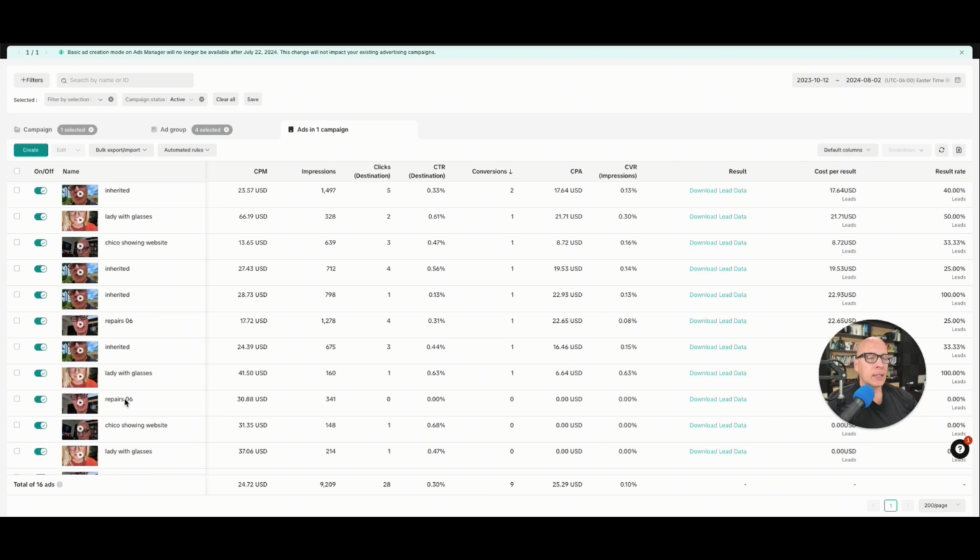So at the end of the day, you can't do image ads on TikTok. It's all driven by video creatives.